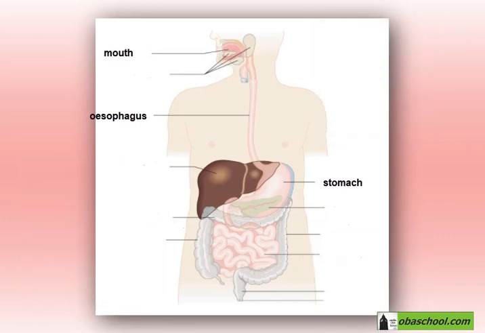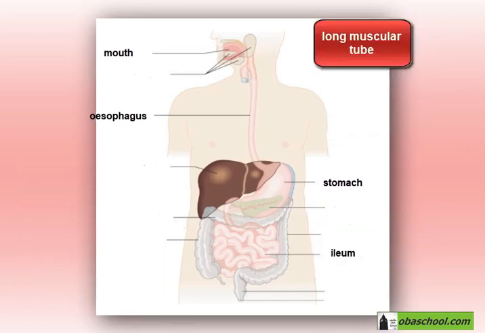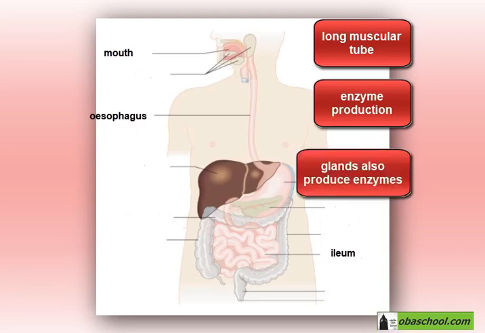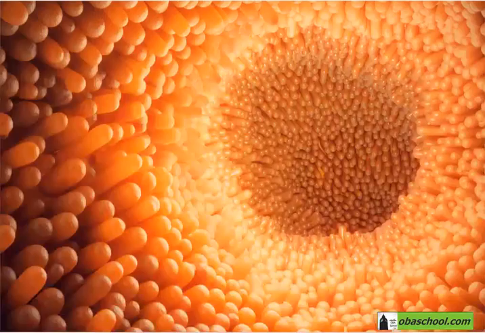And then we have the ileum, which is a long muscular tube. Food is digested in the ileum by enzymes that are produced by the walls of the ileum itself, as well as glands that will pour their secretions into the ileum. These walls of the ileum are folded into villi, which gives them a large surface area.